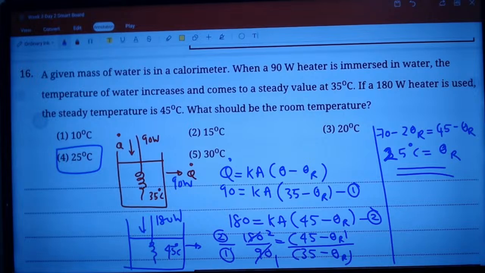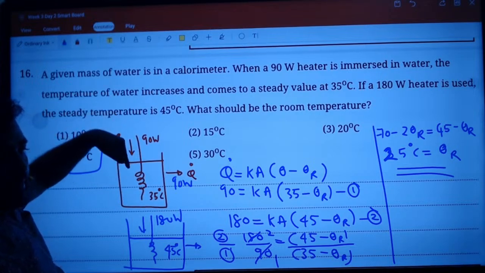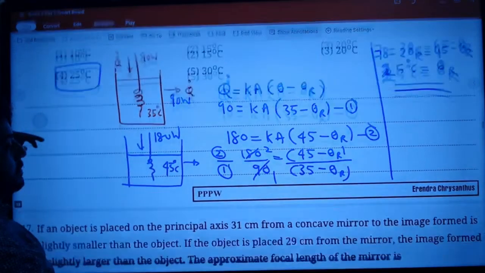Right. So remember, temperature constant means the rate at which heat is supplied and the rate at which it is lost are both the same. Right.